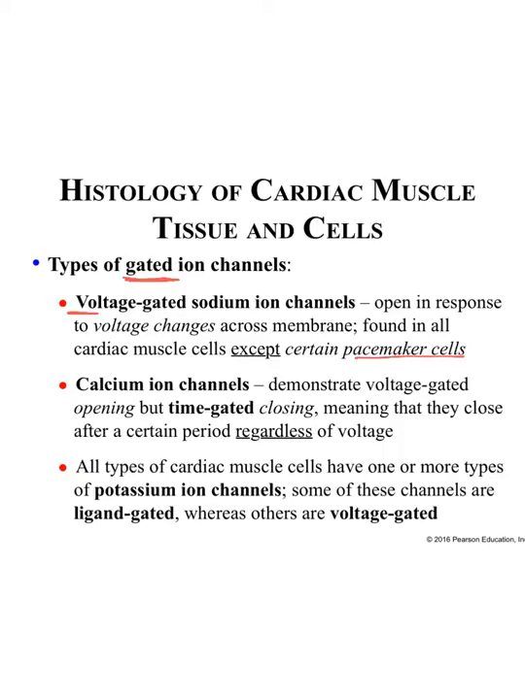Calcium ion channels, these are voltage-gated, but these are a little different. They have a time stamp on them. We also call them time-gated, meaning although they are initiated with voltage, they close after a short, brief period of time. And then all cardiac muscle cells have one, possibly more types of potassium ion channels, and these are ligand or chemically gated, so that's different. The rest of them are voltage gated. Some of them are voltage gated though. Okay, but the difference with potassium is that you can have the ligand gated as well.